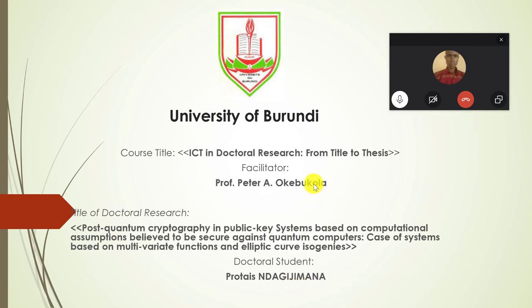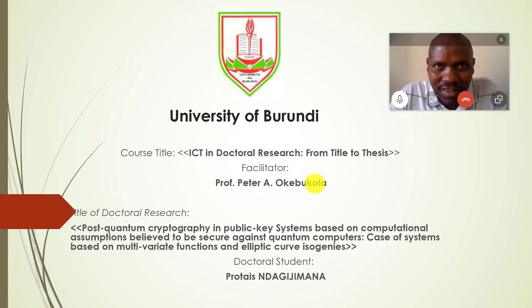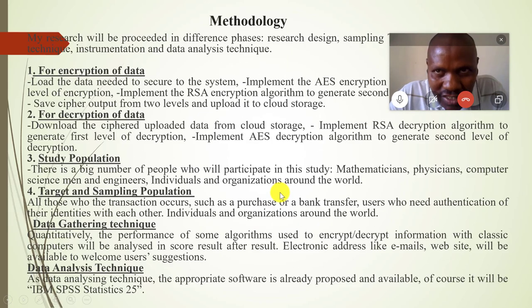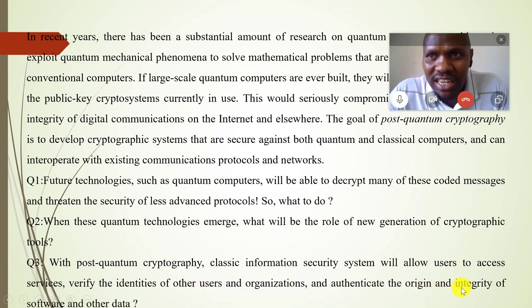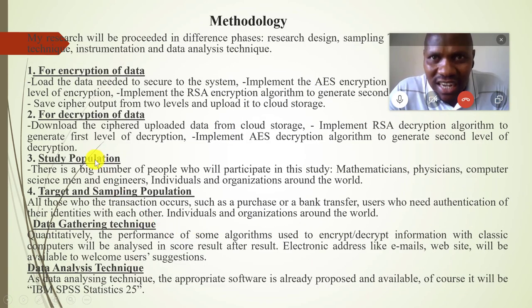Yes, sir. Let me start directly on the questions. First question: future technologies, such as quantum computers, will be able to decrypt many of these coded messages and threaten the security of less advanced protocols. So what to do? Second question: when the quantum technologies emerge, what will be the role of the new generation of cryptographic tools? With post-quantum cryptography, classical information security systems will allow users to access services, verify the identities of other users and organizations, and authenticate the origin and the integrity of software and other data.